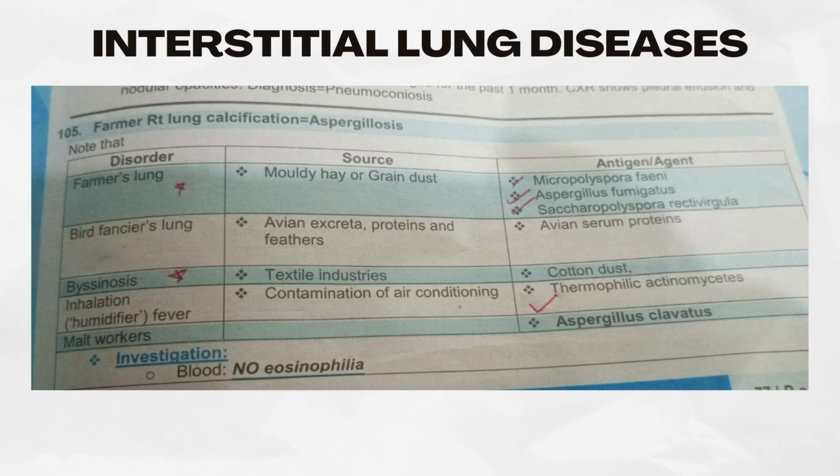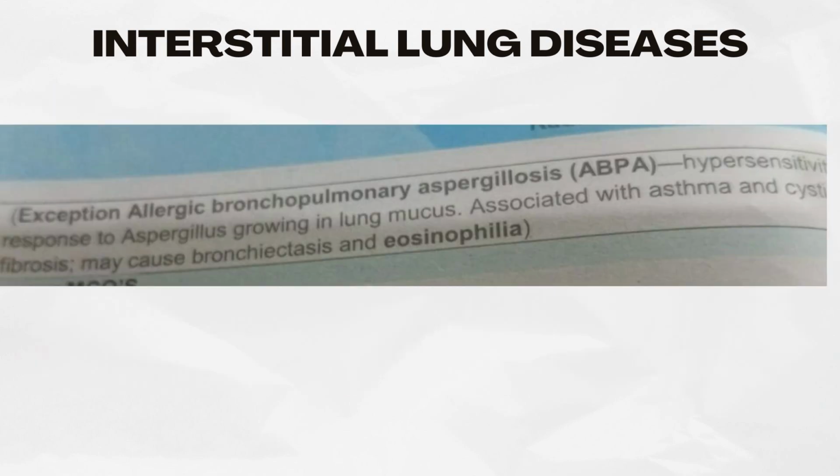Humidifier fever is the contamination of the air conditioning, and it is caused by thermophilic actinomycetes. Malt workers' lung is caused by Aspergillus clavatus. In the investigation of these diseases, there is going to be no eosinophilia, except in allergic bronchopulmonary aspergillosis, which causes a hypersensitivity response to Aspergillus growing in lung mucus. It is associated with asthma and cystic fibrosis, and it is going to cause bronchiectasis and eosinophilia.